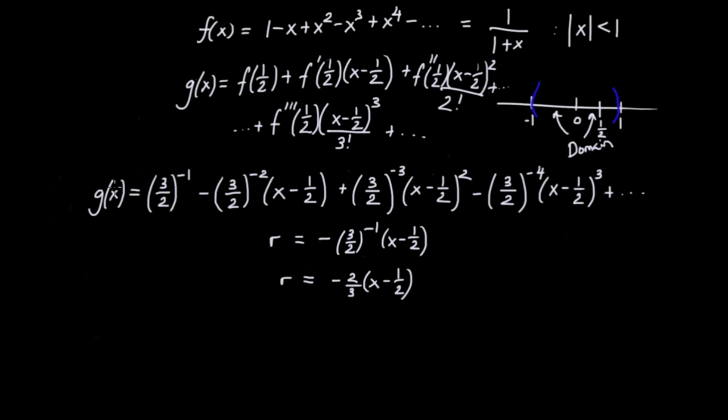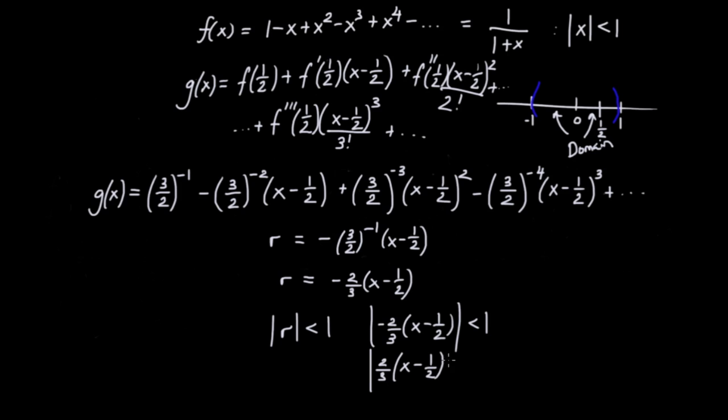And now we ask, we have this infinite series here, but when does this thing actually converge? Let's check. It's going to be when the absolute value is less than 1. Now the absolute value of negative 2 thirds times x minus 1 half has got to be less than 1. Now I just use the rule that I can get rid of the negative, so I get 2 thirds times x minus 1 half, absolute value, is less than 1.